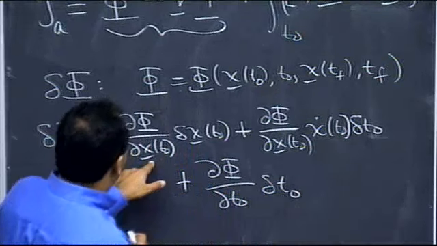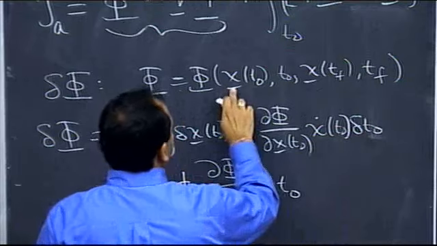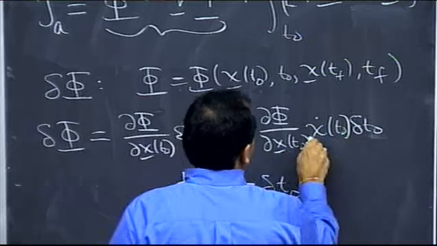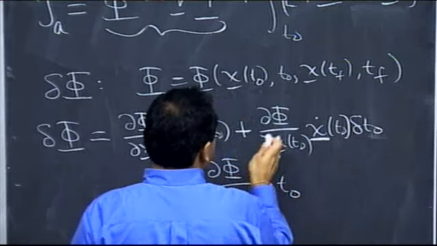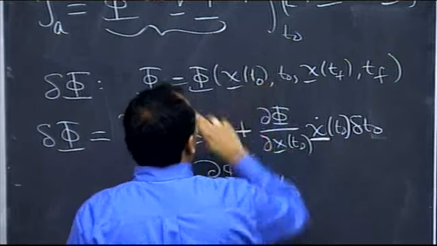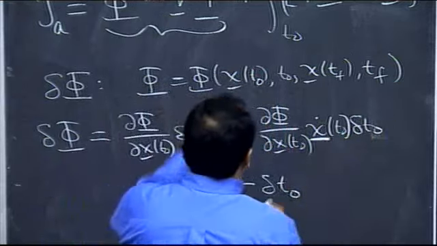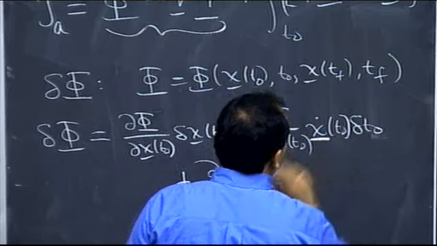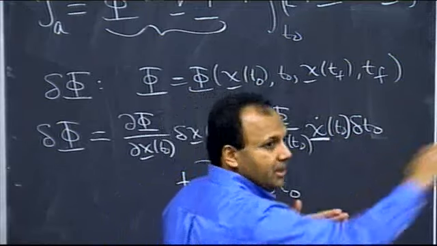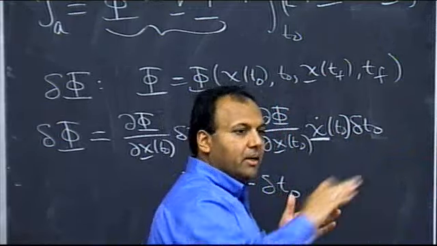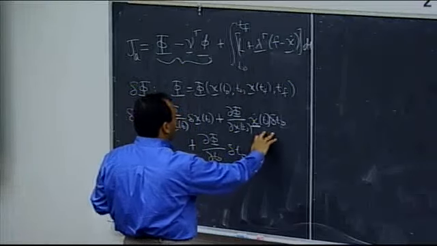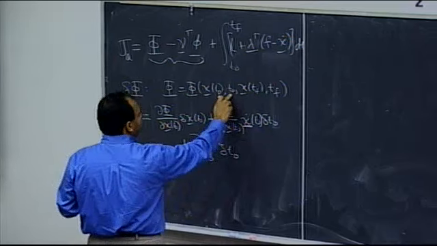So this first term accounts for the fact that x changes at a fixed value of t0. The second term accounts for the fact that when you change t0, you also change the value of x at t0, right? If I move t0, I change that. So that changes by x dot at t0 times the variation in t0. You could think of this as the slope times the time distance that has been subtended from t0 to t0 plus delta t0. That's this part here. And then you've got this third term, which is due to this right here.